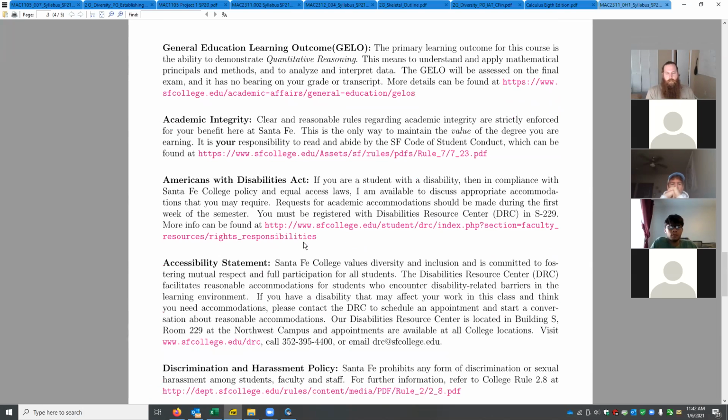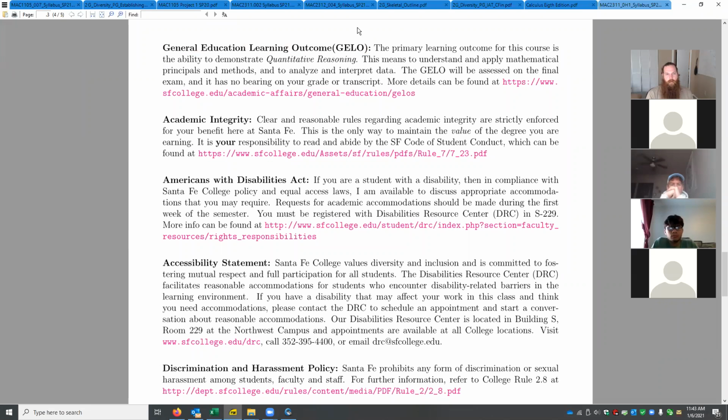This next page is kind of boilerplate syllabus stuff. The GELO, General Education Learning Outcome, is something that the college tracks. We used to do it on the final. I think I am probably still going to do this on the final exam, but there will be a question or 2 on the final that has a little G next to it. That means it's a GELO question.